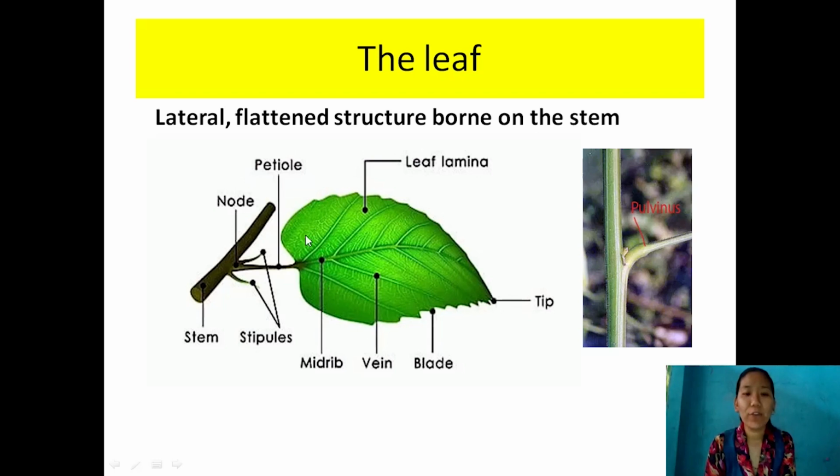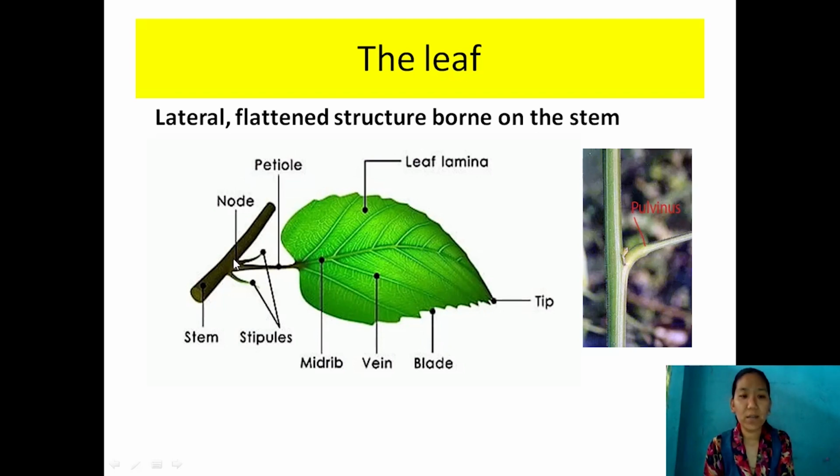In the leaf you can find a flat structure. We call it the leaf lamina, and then it has a margin, the leaf margin, and then there is the midrib here, and then veins. All these contain xylem and phloem for the conduction of water and minerals. And then this leaf is attached to the stem at the node by a petiole. These petioles attach the leaf to the stem.